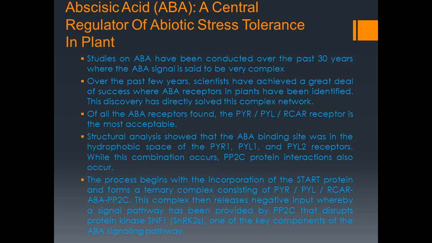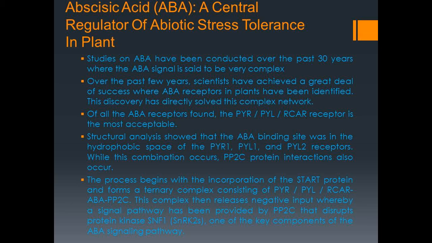These receptors were isolated in 4 groups using several methods. Structure analysis showed that the ABA binding site was in the hydrophobic space of the PYR1, PYL1, and PYL2 receptors. While this combination occurs, PP2C protein interaction also occurs.